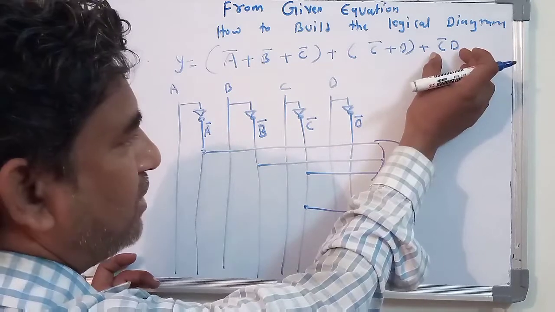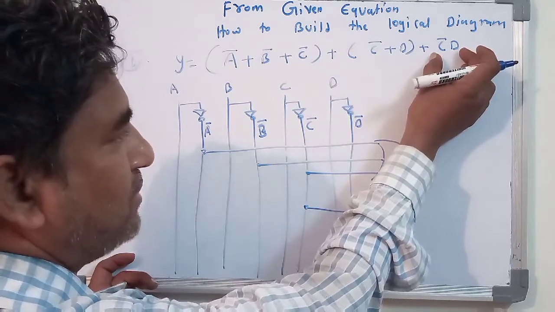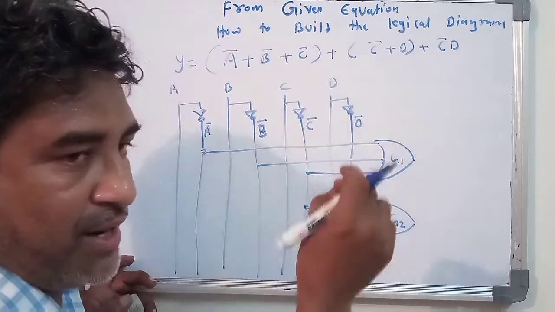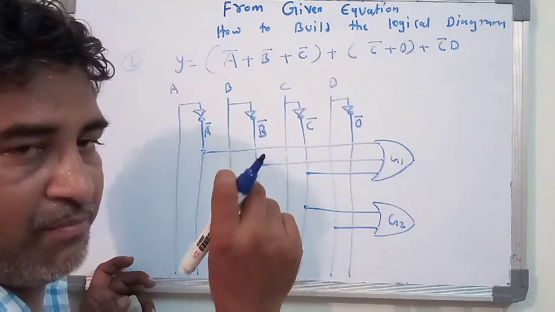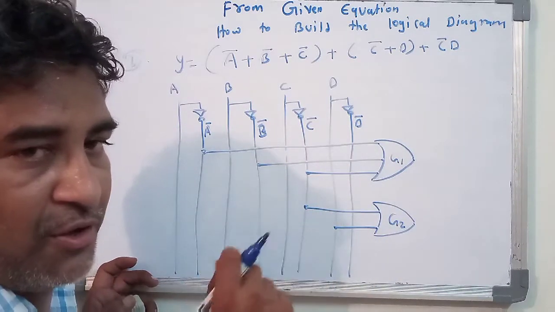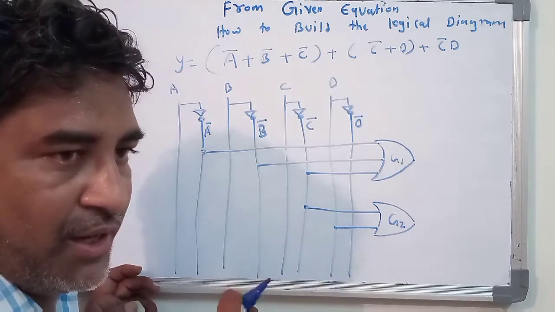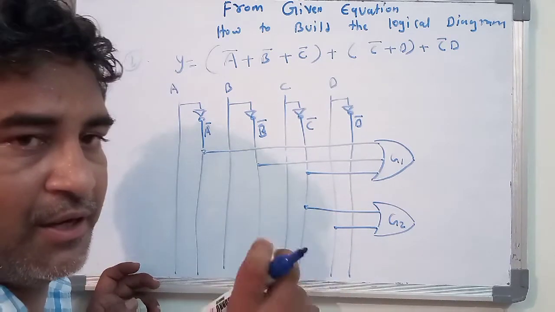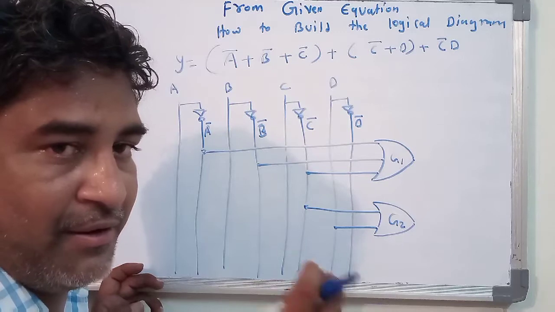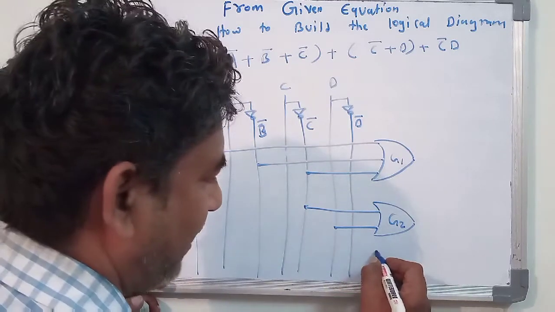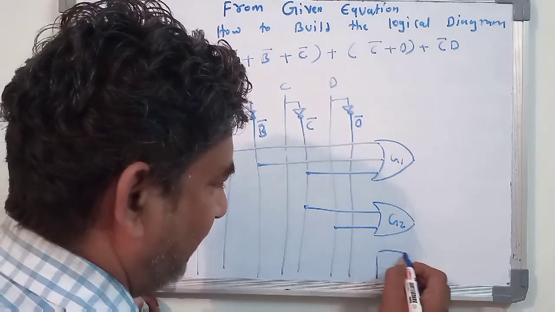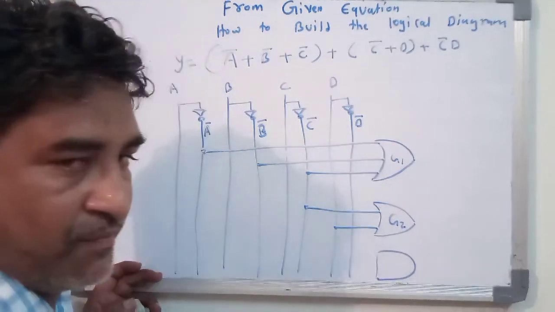Then you observe the third gate. Suppose it is C bar D, then C bar D is nothing but there is a dot in between C and D. So what does the dot indicate? It indicates that it is an AND gate. It will perform the AND gate operation. So this AND gate you have to draw like this.